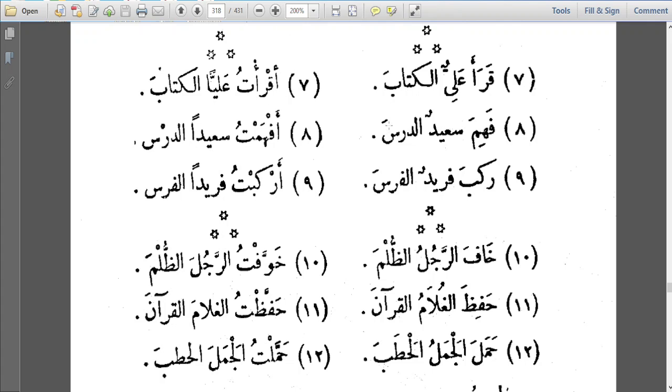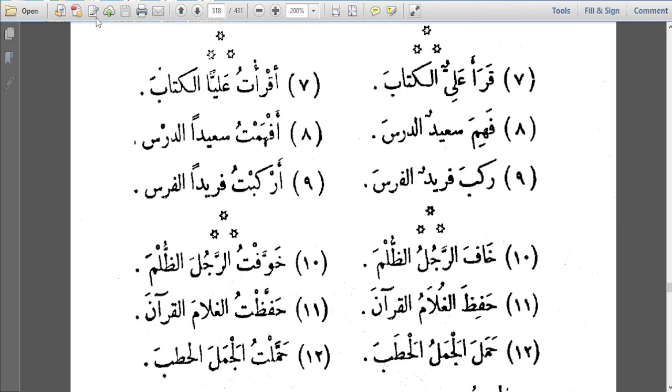And then we have فهم سعيد الدرس. Sa'id understood the lesson. So fahima already calls for a maf'ulun bihi. When you say fahima Sa'idun, Sa'id understood. Understood what? Ad-darsa, the lesson. Now we have afhamtu Sa'idan ad-darsa. Afhama, to make somebody understand. I made Sa'id understand the lesson.